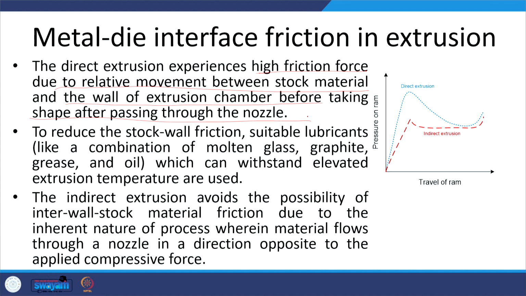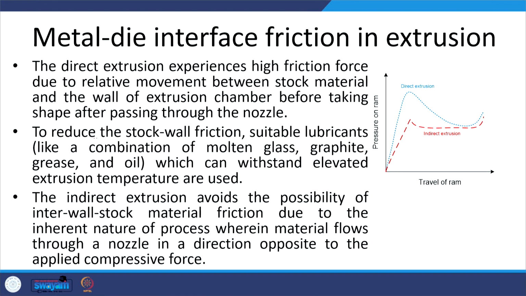So, this is one aspect, and therefore, between the extrusion chamber, say this is the die, and here we have the raw material which is being pushed with the help of the plunger. Here, to reduce the friction between the extrusion chamber and the raw material, what we do is put lubricating materials here. This lubricating material must be able to sustain the extrusion conditions. These materials may be in the form of molten glass, graphite, grease, oil, etc., in such a way that it can withstand the extrusion temperature conditions.